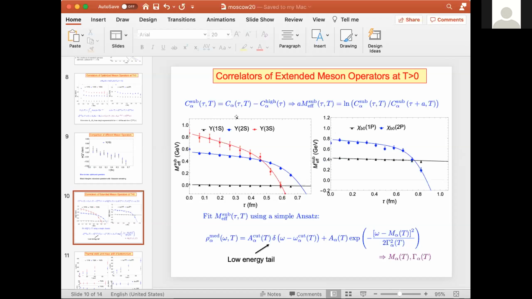Okay, next question, Petrov. Could you explain in simple terms why masses do not depend on the temperature, while the widths, the lifetimes, they do?